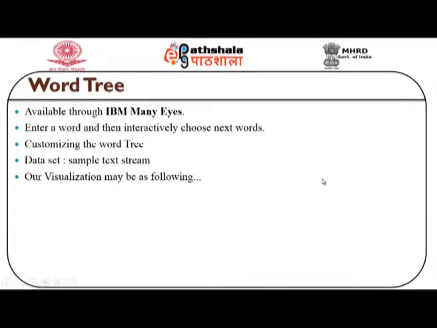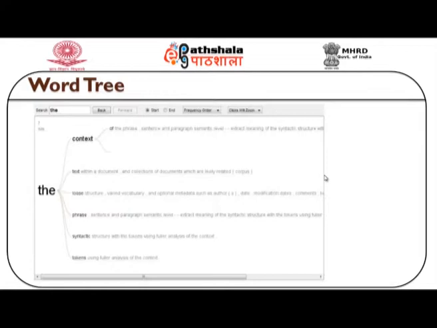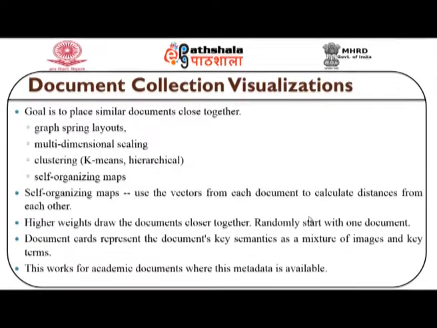Then you have something called a word tree, which is available through IBM Many Eyes. Here we try to enter a word and then we can interactively choose the next words. You can also customize the word tree. The data set for this is a sample text stream and the visualization will be as follows: the context of the phrase "sentence semantic level." Here you can see the document is represented in the form of a tree with respect to the frequency order. So "the" occurs more number of times, "context" and "text" also occur more number of times in the given document. This is represented in the form of a word tree.